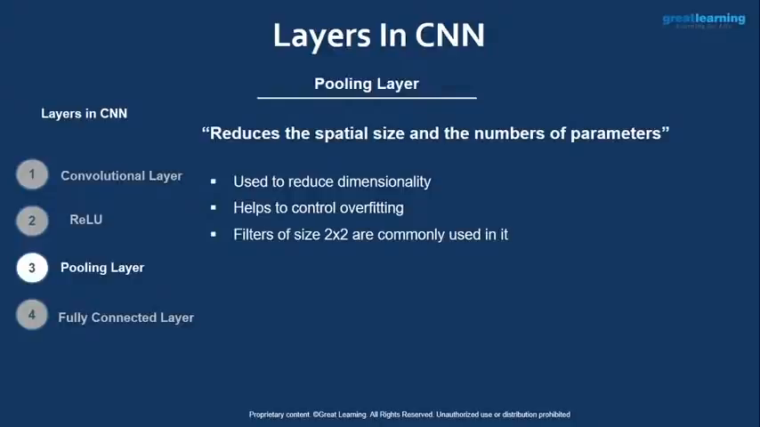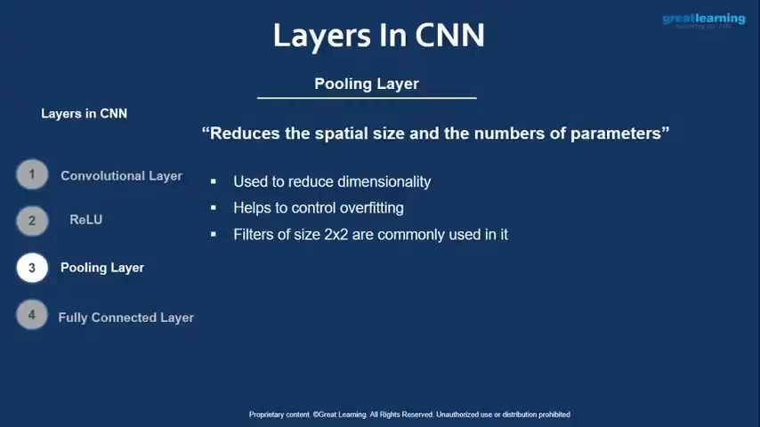Okay, fine. Now we will have a look at the pooling layer. The pooling layer helps us to reduce the spatial size and the number of parameters. It also helps to reduce the dimensionality and to control overfitting.